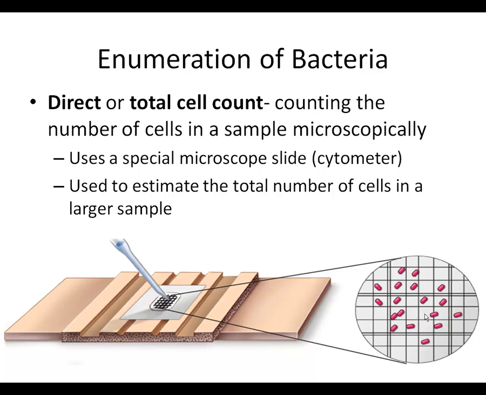The problem with these direct microscopic counts is you can't tell which cells are living and which cells are dead, and sometimes that's very important. You need to know which cells are which. So direct microscopic count or total cell count is not used nearly as much as it used to be.